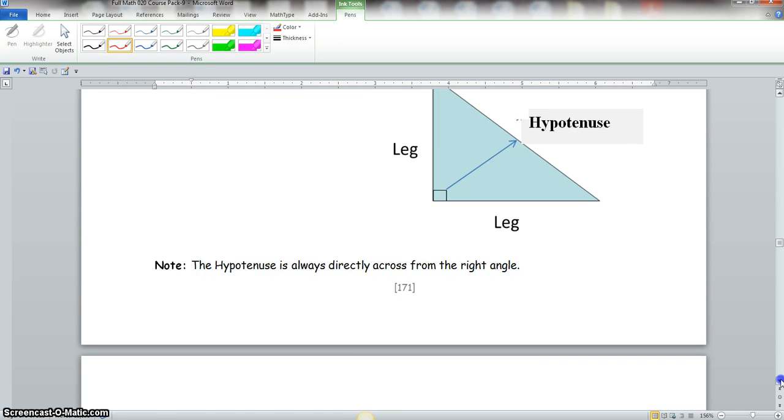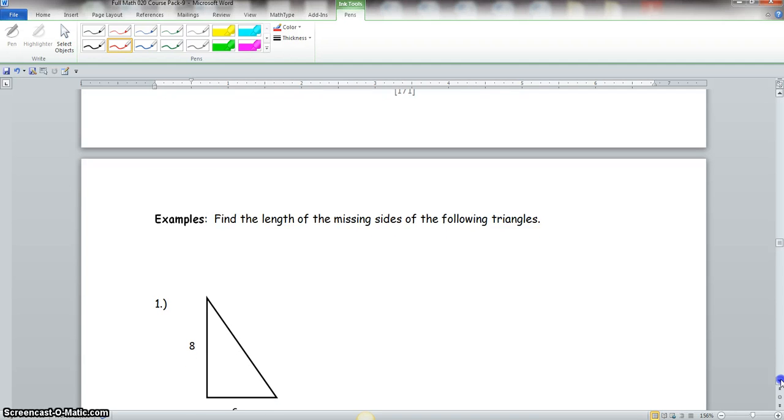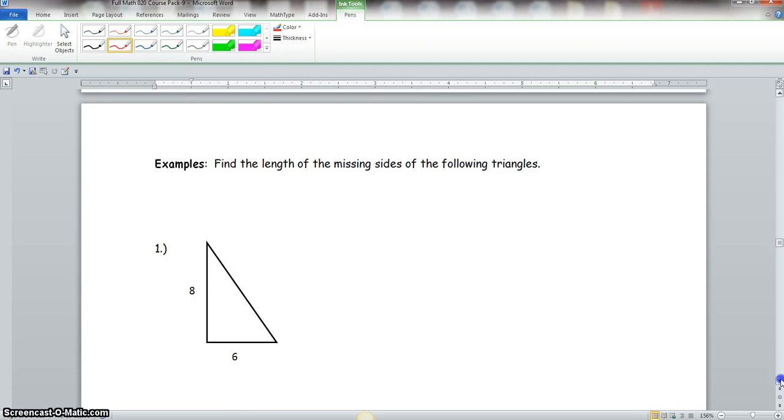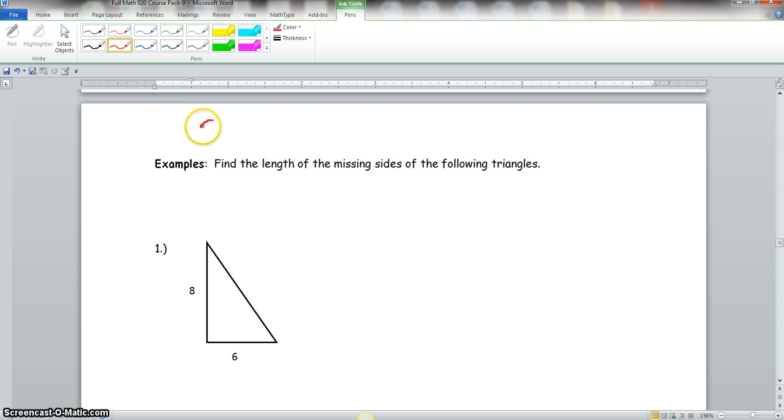Okay, now we go over here to the next page. It says find the length of the missing sides of the following triangle. Now, let me give you the Pythagorean theorem. The Pythagorean theorem basically goes like this. We have a squared plus b squared is equal to c squared. Now your a and b are your legs. So it's basically leg squared plus leg squared is equal to your c, which is your hypotenuse, squared.